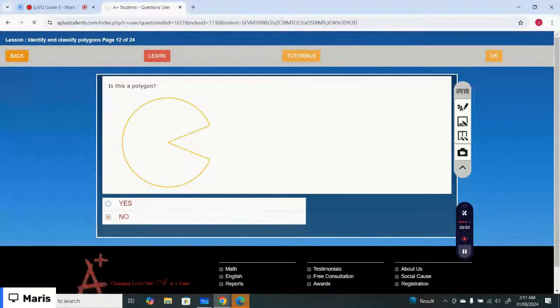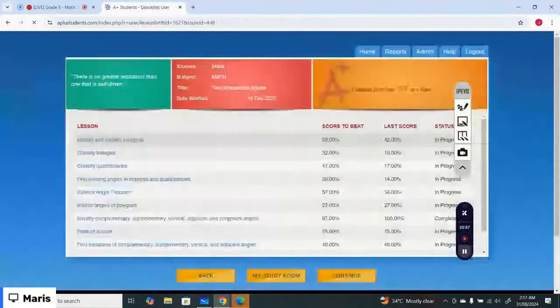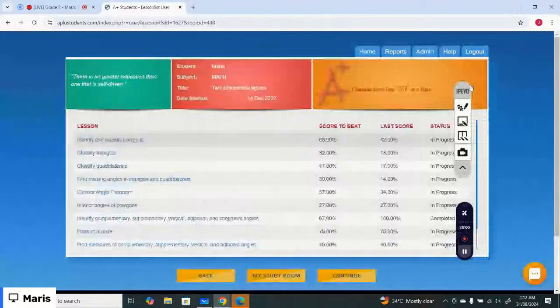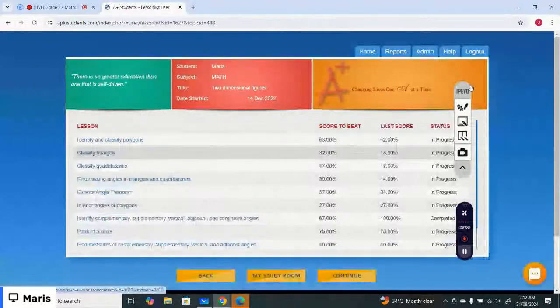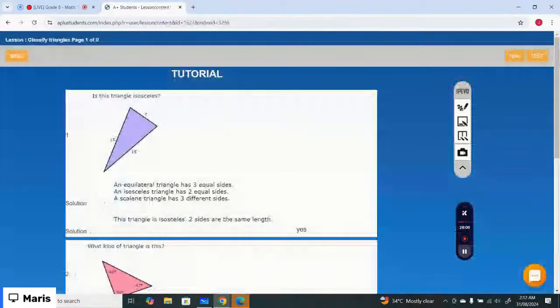And the next lesson is classify triangles. So let's just start with the lesson. So the first example: is this triangle isosceles? You are given the measurements of the side lengths of the triangle, right? We have three types of triangles according to the side lengths: equilateral, isosceles, and scalene triangle.